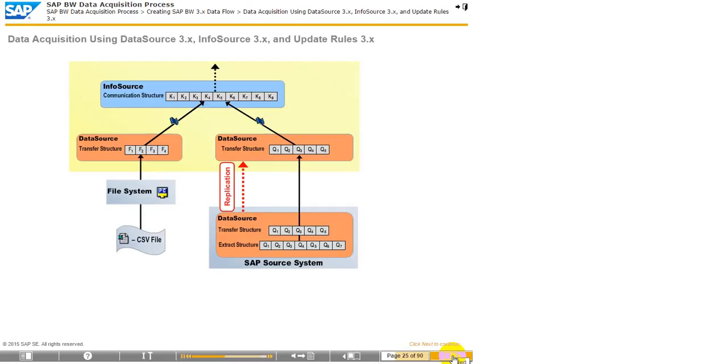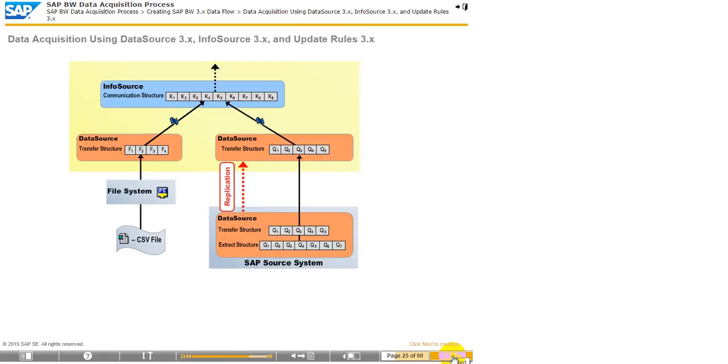The figure provides an example of this with a flat file DataSource and a DataSource that has been replicated from the SAP source system. For DataSource 3.x, the transfer structure is used to move the extracted data to the communication structure with the transfer rules. Activating the transfer rules in SAP BW generates the transfer structure. With an SAP source system, the transfer structure is also generated in the SAP source system, that is, metadata download.